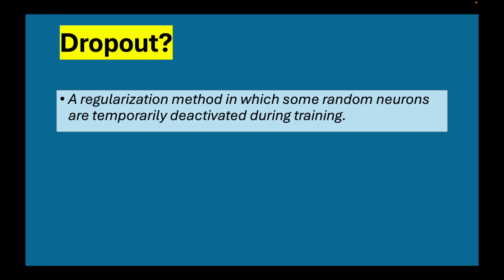What is dropout? Dropout is a regularization method in which some random neurons are temporarily deactivated during training. This helps the model become more robust and less likely to memorize the training data.